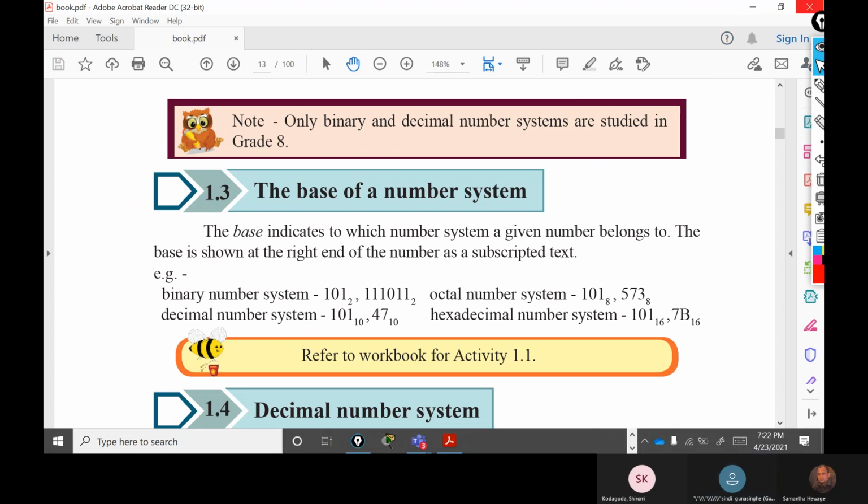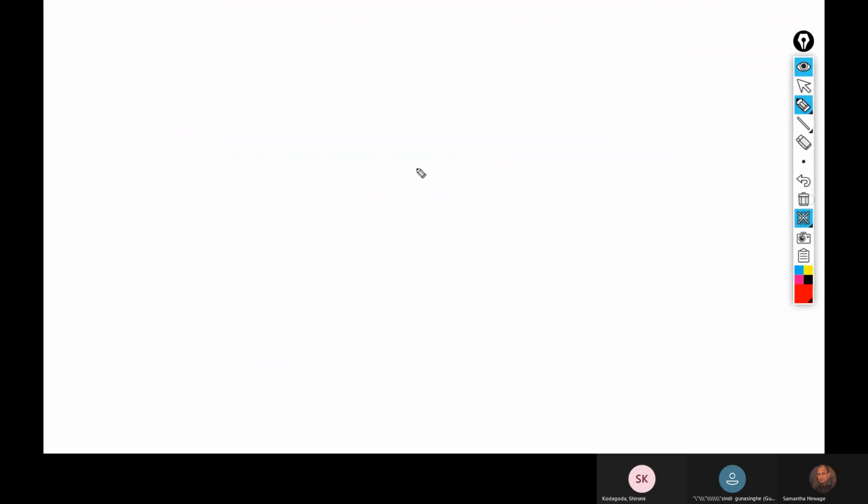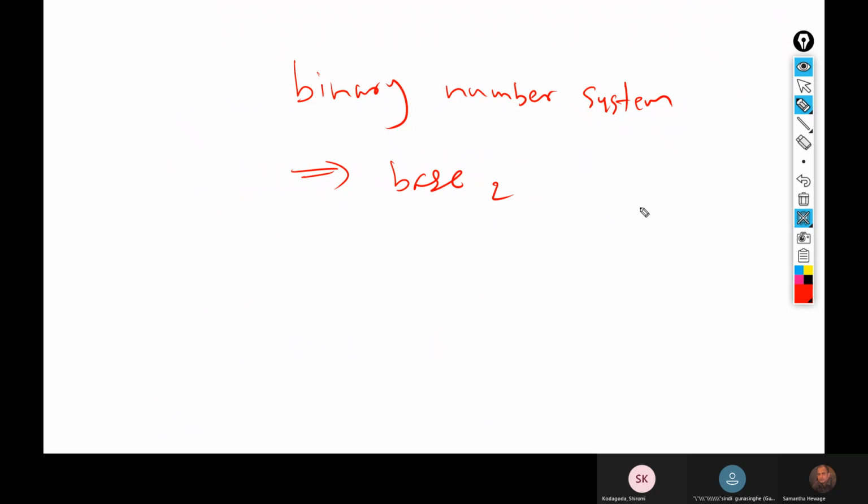All right. What we have done in the last few weeks, in this first chapter, is the binary number system. You are aware that it has base 2. Apart from the binary number system, we have done the decimal number system, and as we already know, its base is 10.